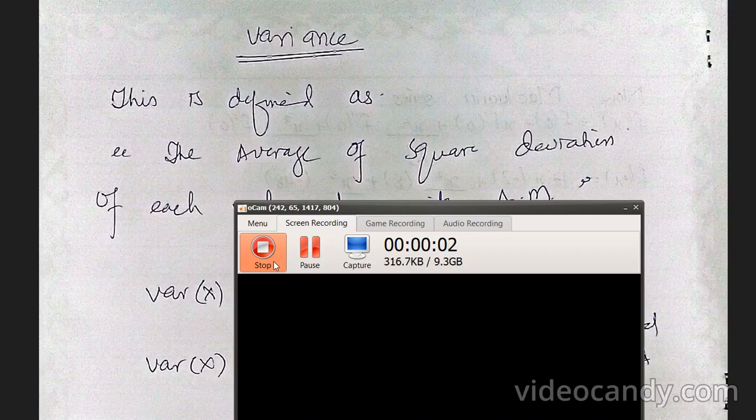Okay, this is the most important measure of dispersion, because before this we discussed range and quartile deviation. The range is the weakest measure of dispersion; it just gives us the boundary of the data set, that is, the difference between the maximum and minimum value of the data.